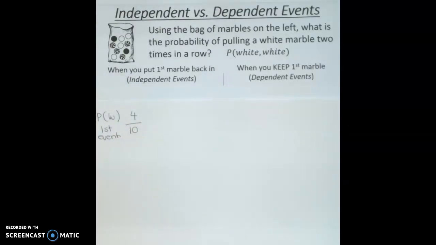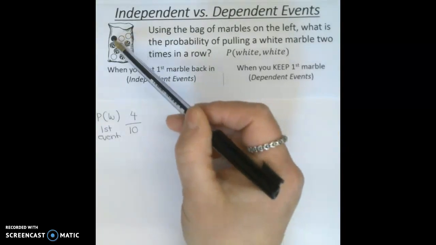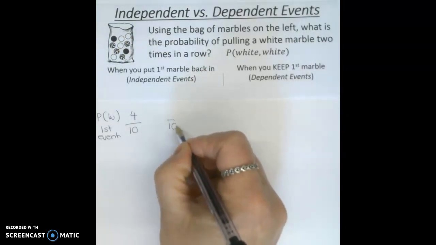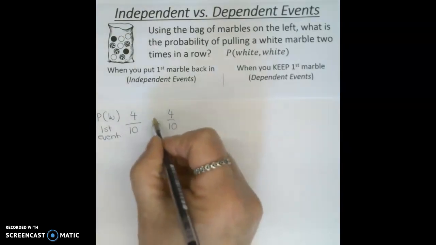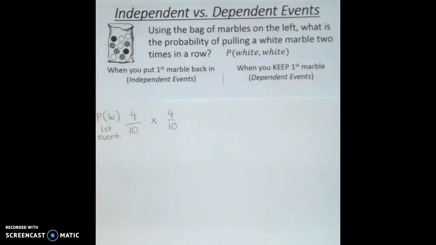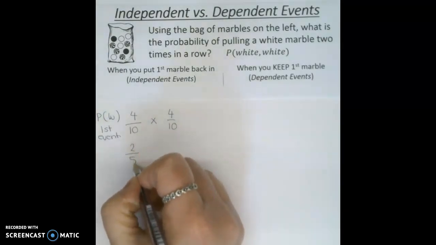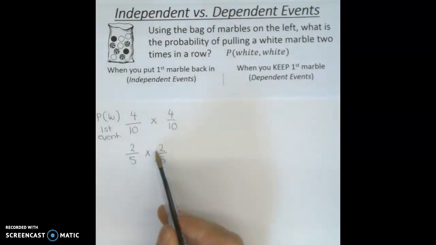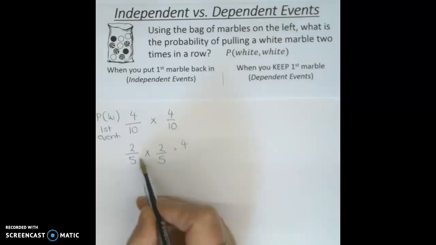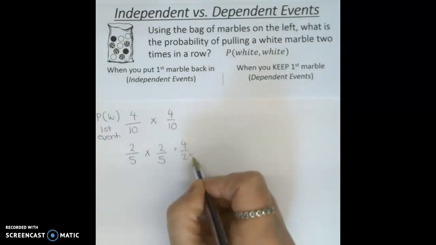Now we want to know what the probability is now of picking out the second marble, bearing in mind that we've put the first one back. So we still have 10 marbles and we still have 4 white marbles in our bag. So the probability of picking out a white marble and a white marble, so therefore it's timesing, and we can simplify these. Okay, so 2 times 2 is 4, and 5 times 5 is 25.